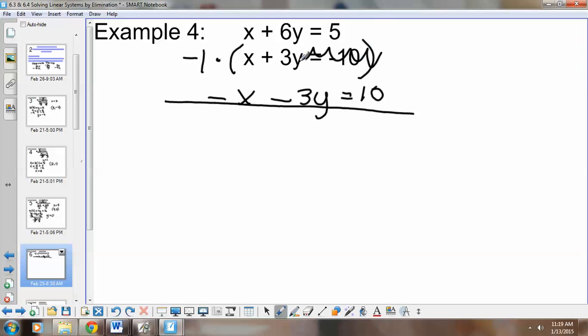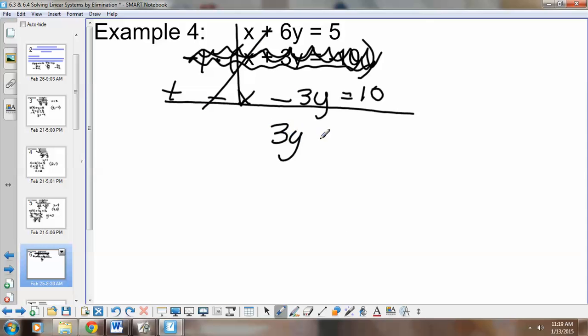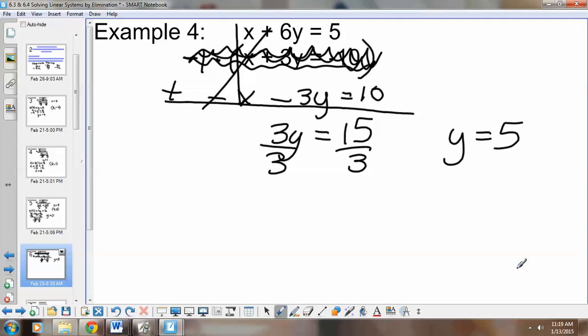I'm going to cross off this middle equation so we don't get confused, because we have a new equation right here. So when I add these two equations now, is the x going to eliminate? Yes. We have 6y minus 3y, which is 3y, and 5 plus 10 is 15. 3y equals 15. Divide both sides by 3. Y equals 5.